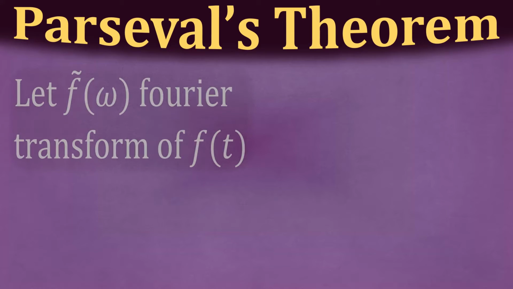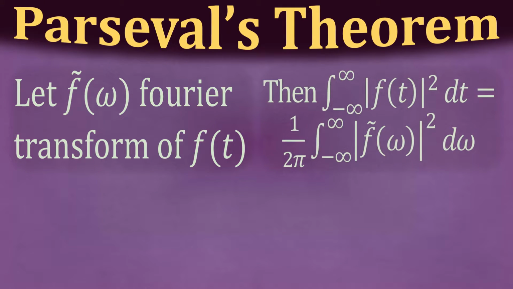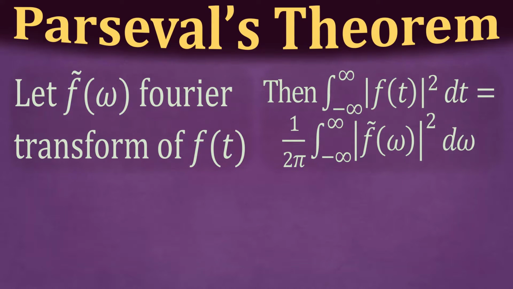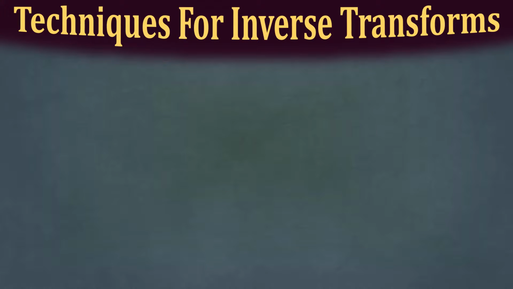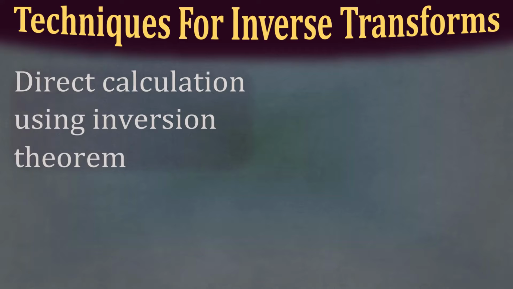Then, let's state Parseval's theorem. Let f tilde(omega) be the Fourier transform of f(t). Then, the integral from minus infinity to infinity of the modulus of f(t) squared dt is equal to 1 over 2 pi times the integral from minus infinity to infinity of the modulus of f tilde(omega) squared d omega.